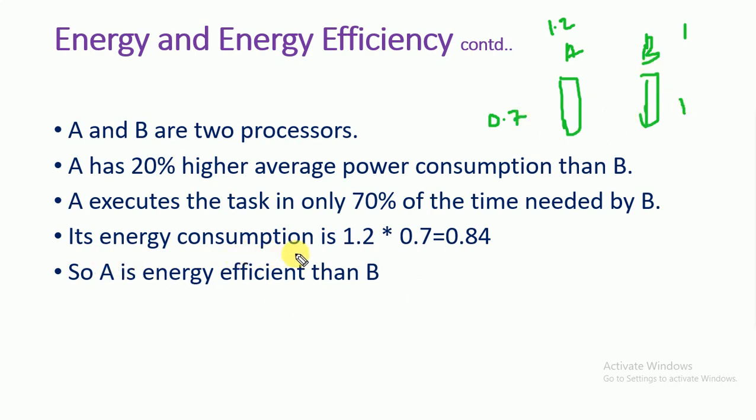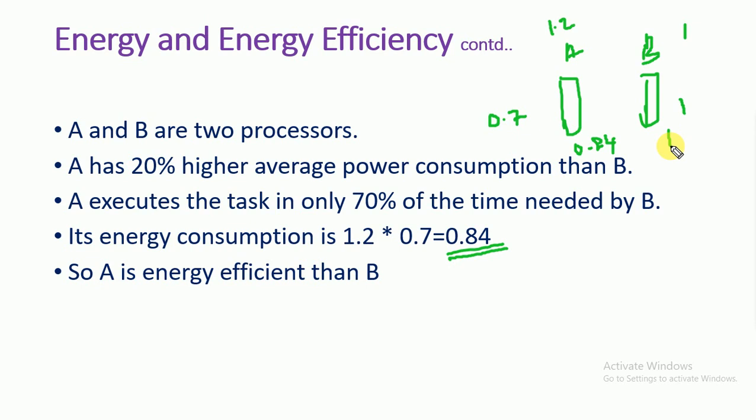Now the total energy consumption for system A is 1.2 into 0.7. Power into time, that is the energy consumption of a particular task. So 1.2 into 0.7 is actually 0.84. 0.84 is the energy consumption of the processor A. B's energy consumption is 1.